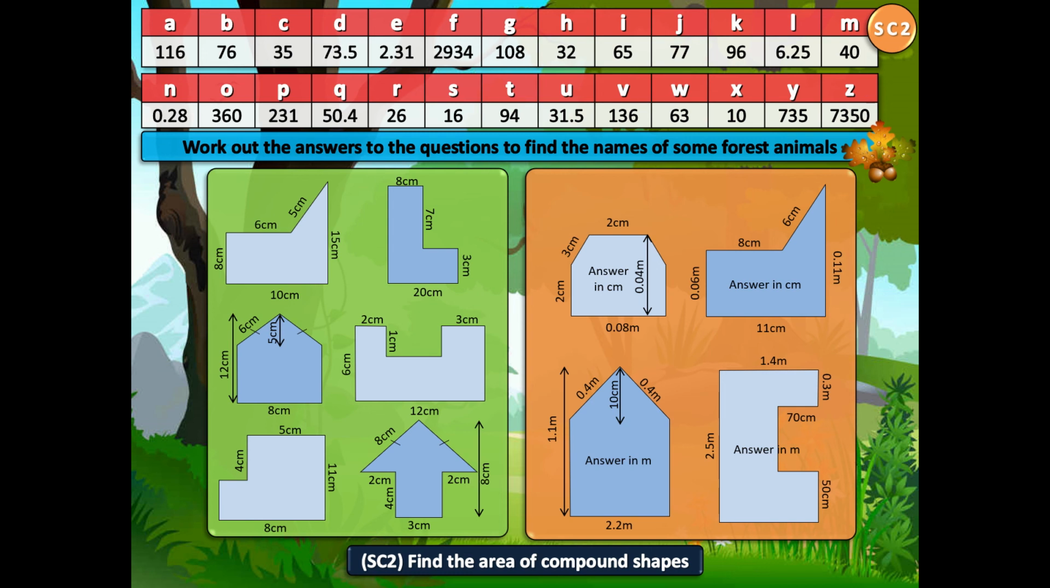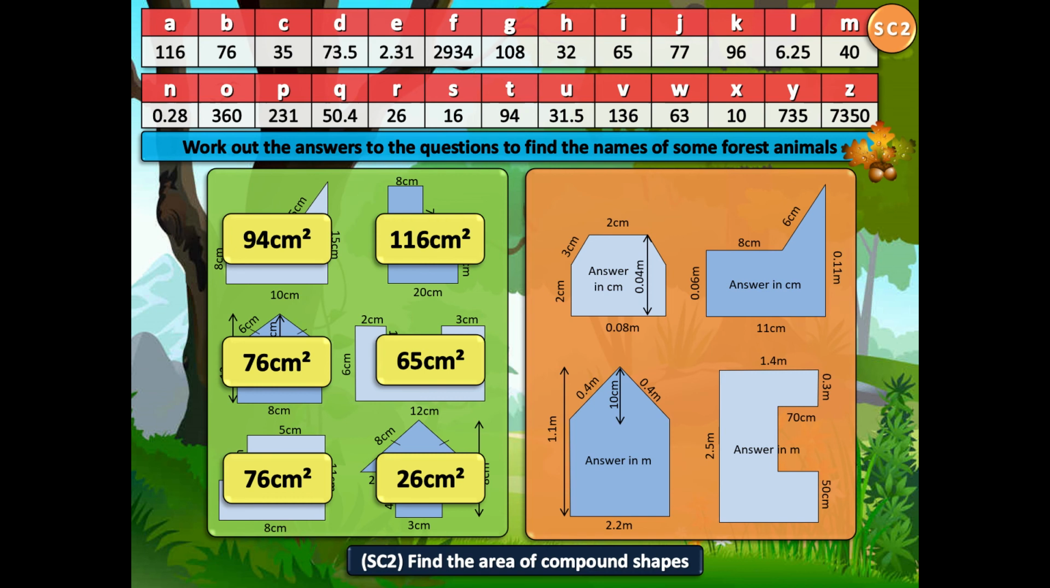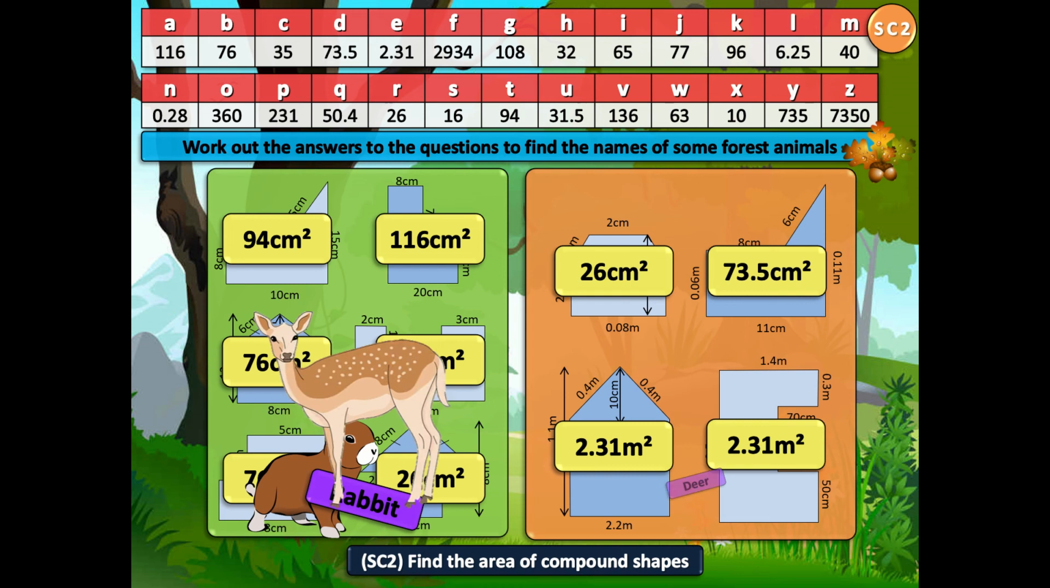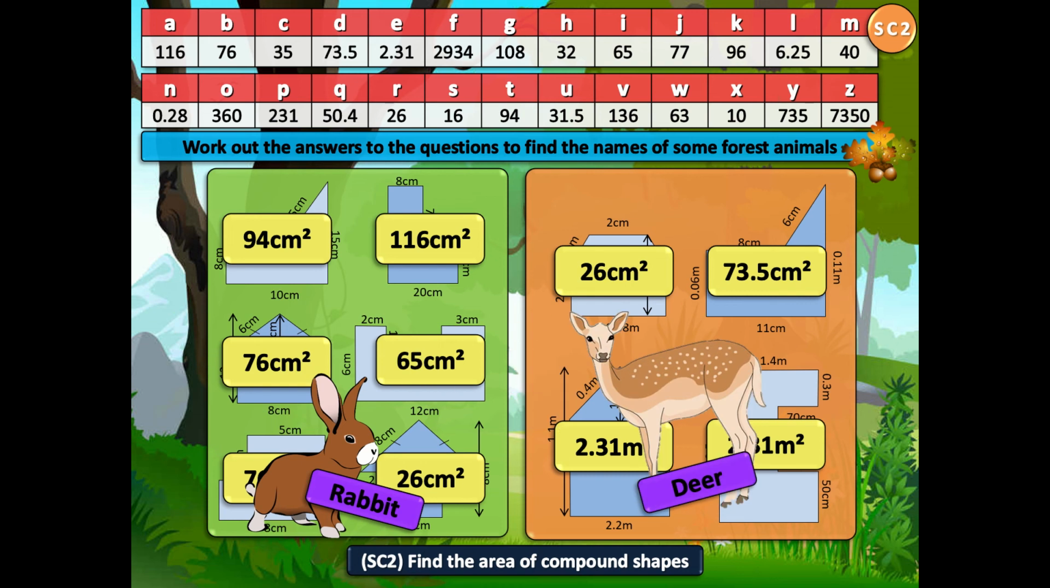Here are your answers. So there's your green answers, and there's your amber answers. The greens made rabbit, and the ambers made deer.